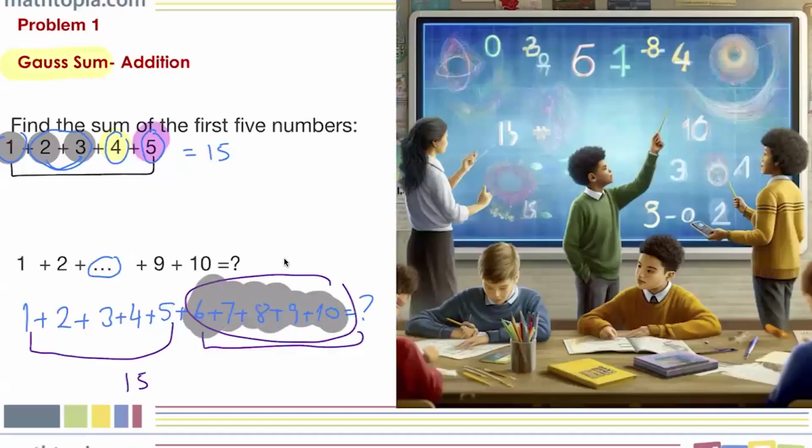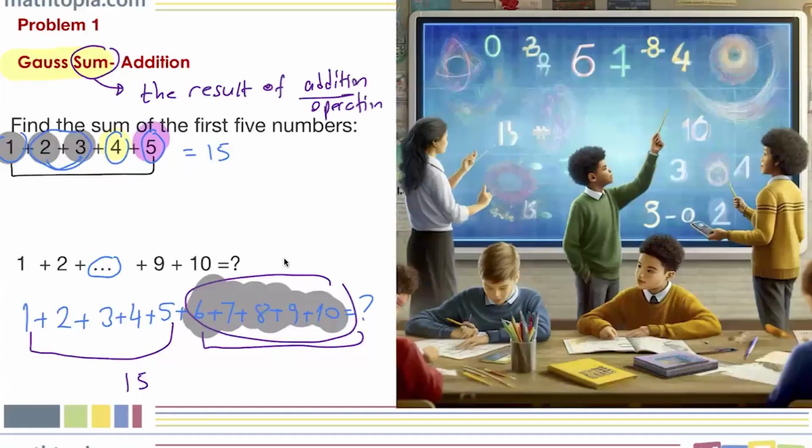Sum means what? The result of what? The question, the result of what operation? Namık? Addition operation, right? So the result of addition.